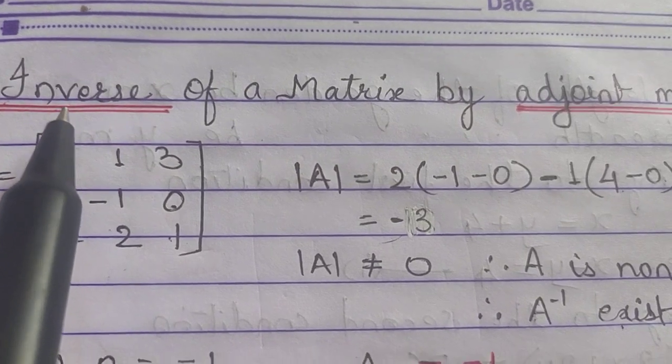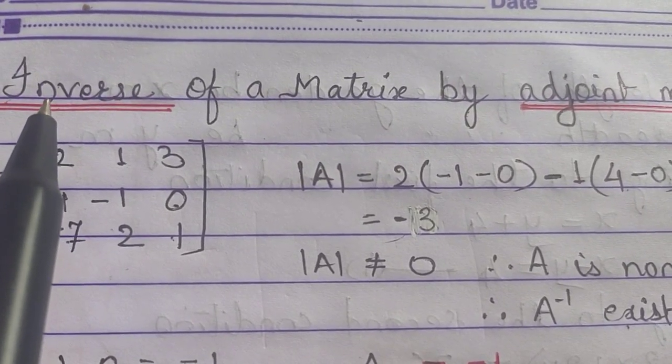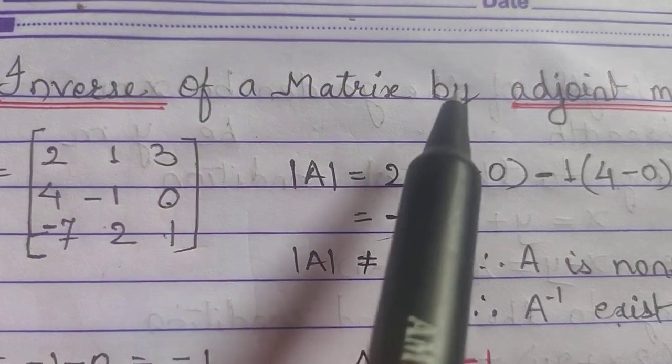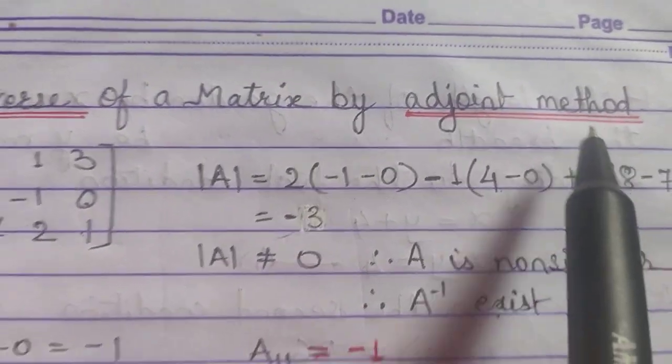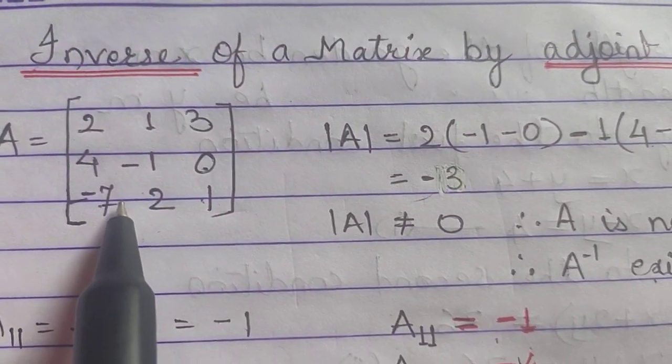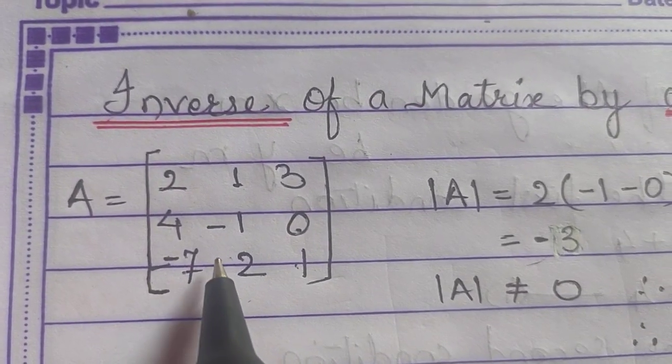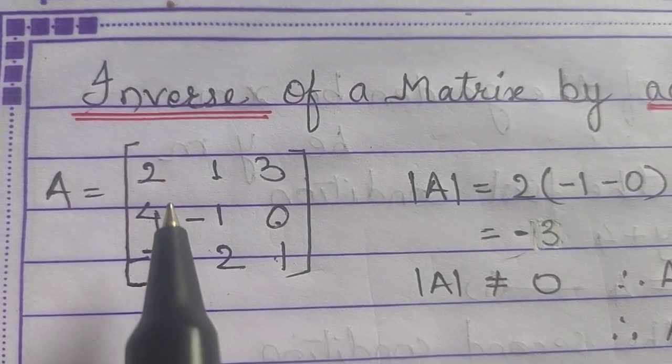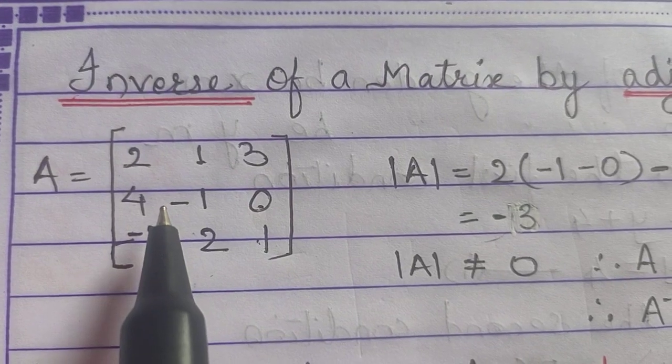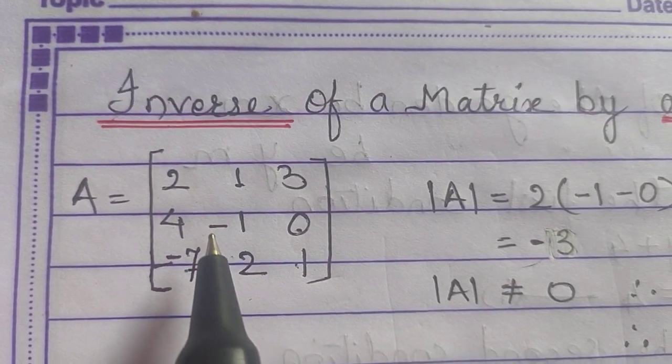Good morning, children. Today I am going to explain how to find the inverse of a matrix by the adjoint method. This matrix is given to us, and we have to find its inverse by the adjoint method. We know that an inverse exists if and only if the matrix is non-singular.